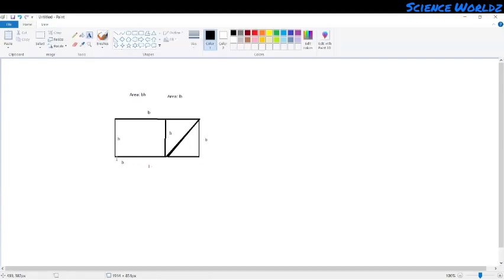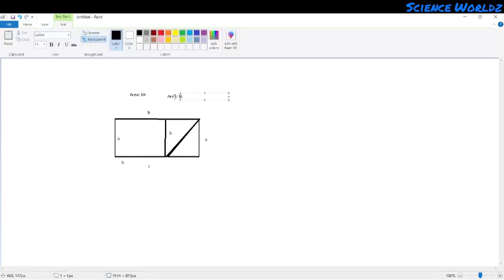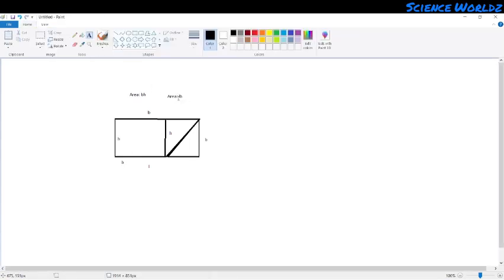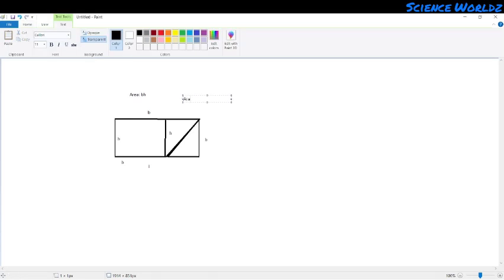So here this length is nothing but the base. So instead of this length we can write the area as the base times the breadth, and this breadth is nothing but the height. So the base times the height. This is the formula of area of the parallelogram.